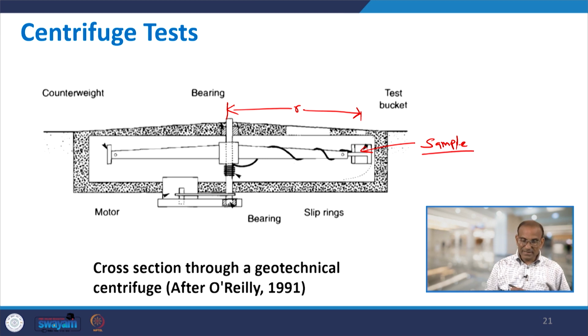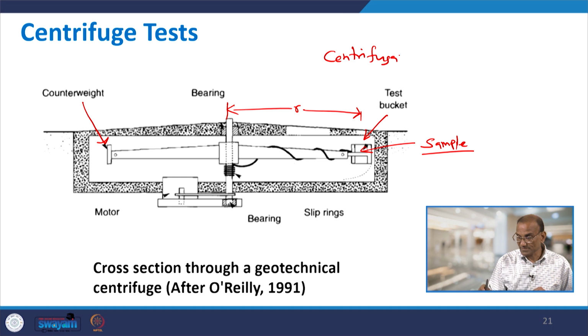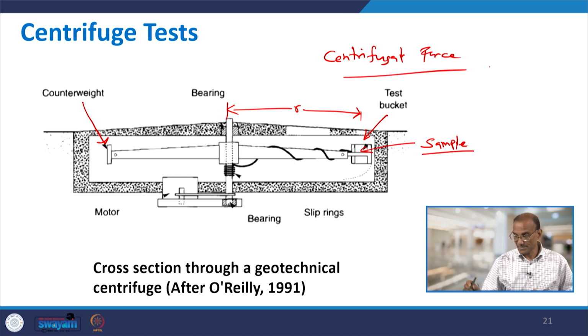On the other side, the counterweight is used. This is the counterweight, and this is the test bucket where the sample is kept. So, why is it called a centrifuge? Because the g value is increased due to what we call the centrifugal force. Due to centrifugal force, the g value is increased in this equipment.